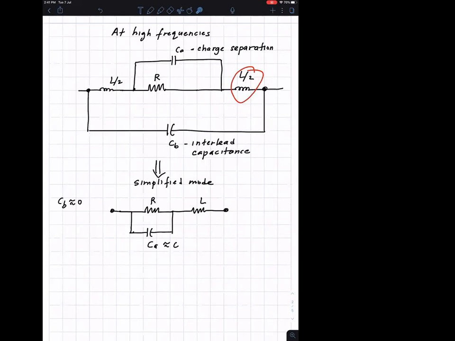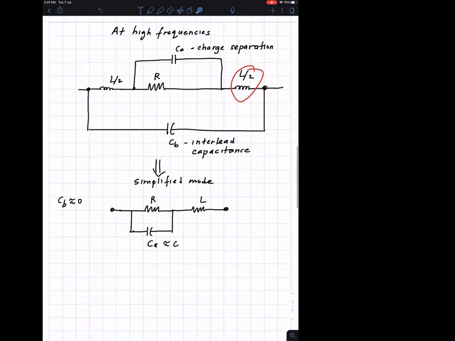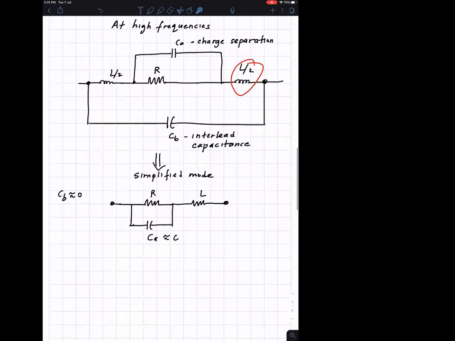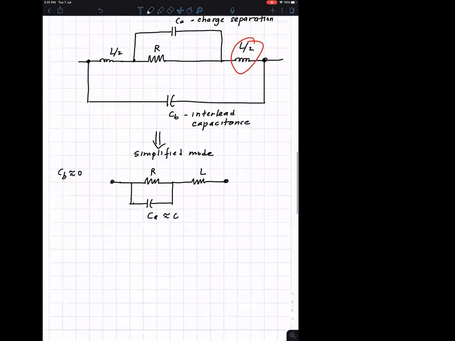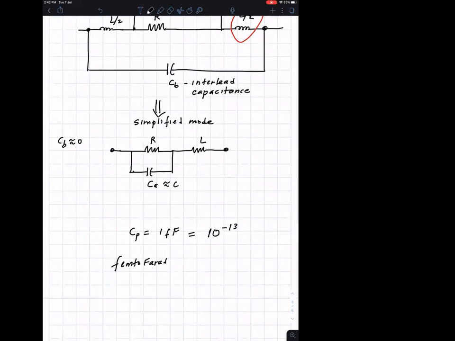Thanks, sir. Then how does CB become very near to 0, sir? Yeah, because if you really do a simulation, you will see that CB literally has no effect. For example, let's say CB is 1 femtofarad. How big is 1 femtofarad? 10 to the negative 15, sir. Okay, thank you. Negative 15.